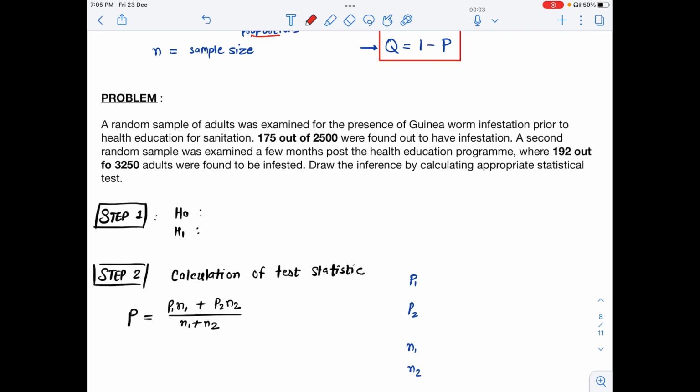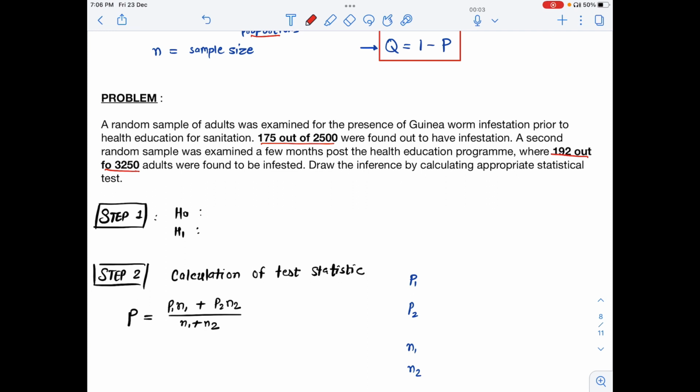So there was a random sample of adults which was examined for presence of guinea worm infestation prior to health education for sanitation. Before health education they compared the number of people who were having guinea worm infestation, which were 175 out of 2500, and after the health education we expect that people would have less infestation. So after the education program they chose 3250 people, and out of those 192 were positive for guinea worm infestation. Now we are asked to draw the inference by calculating the appropriate statistical test. So basically they are asking us whether there was significant difference between people who had guinea worm infestation before and after the health education program.